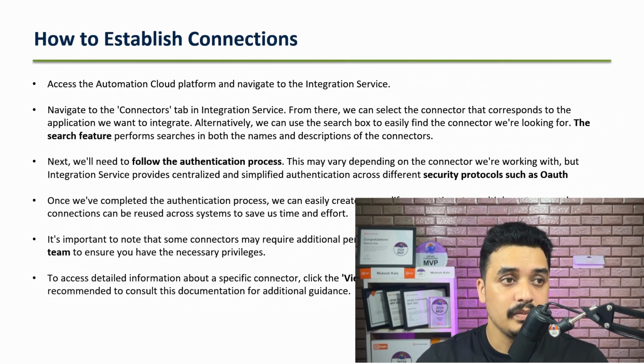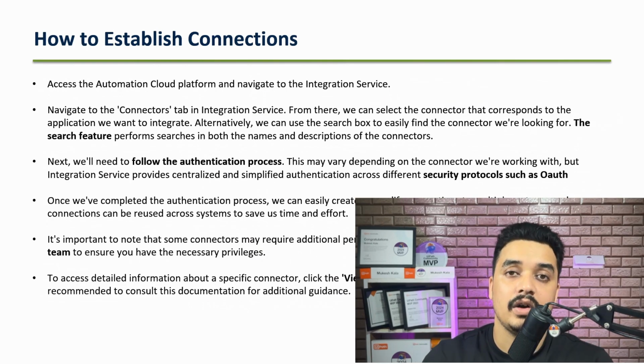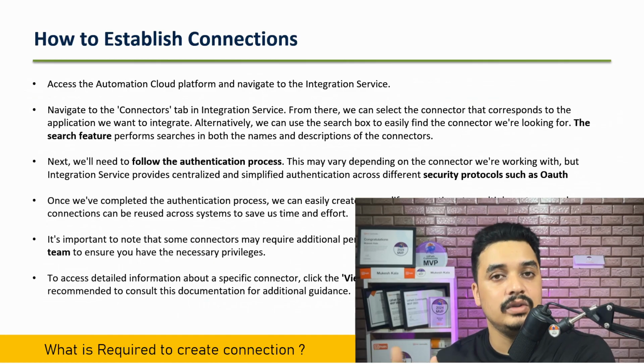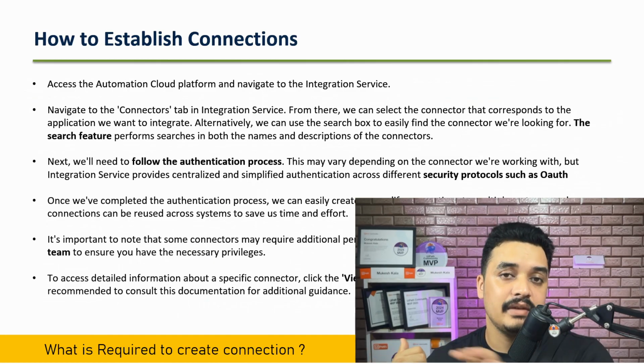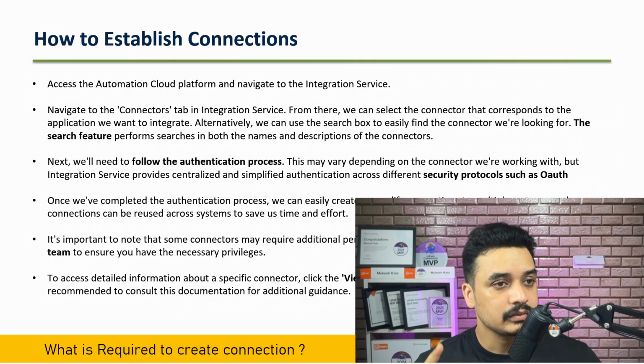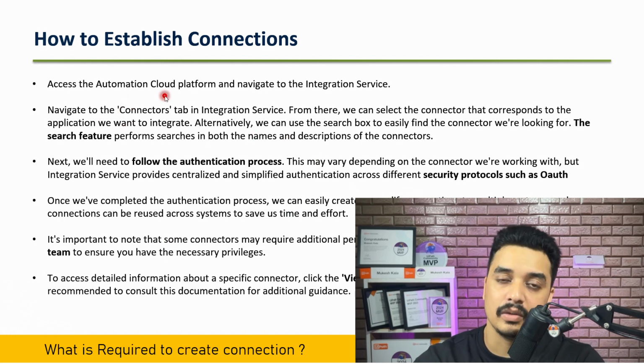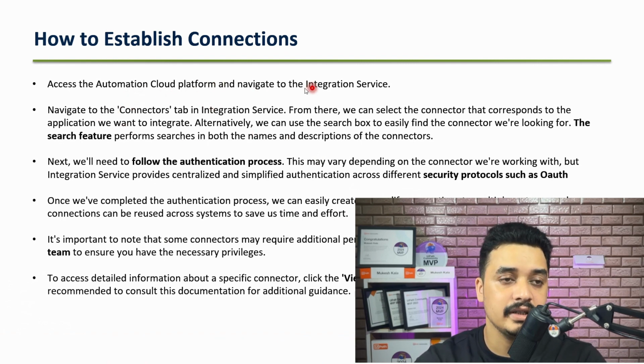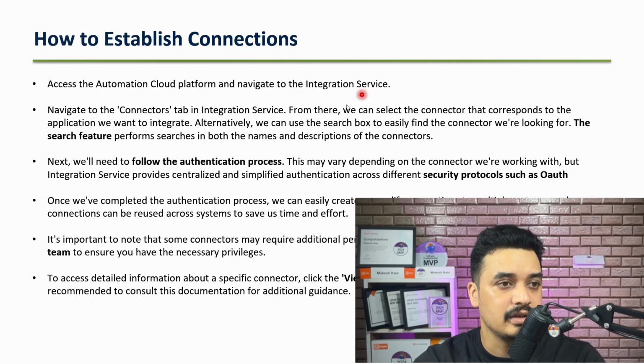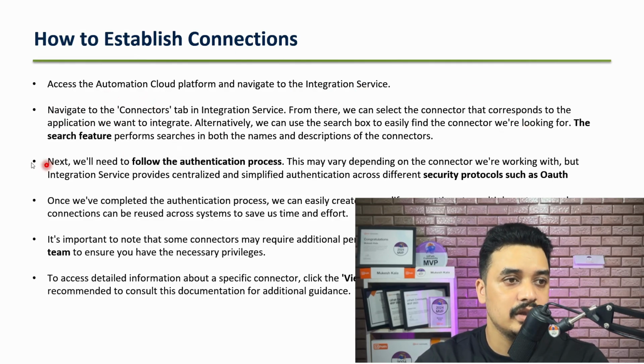Before we talk about how we establish a connection, there are a few background things we should all know. Then we'll go back to integration services and do a hands-on. To establish a connection, we need to have the automation cloud account, which we have already discussed. We have to navigate to integration services, where we have the connector tab. We can use the search functionality, which we have already discussed.